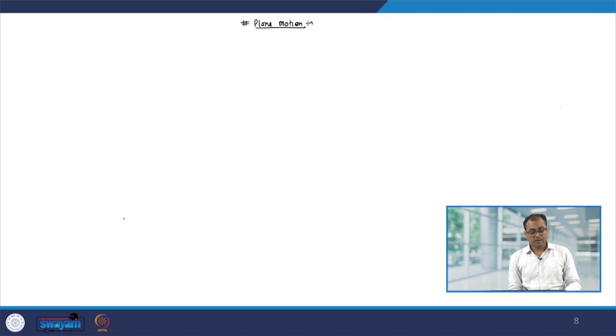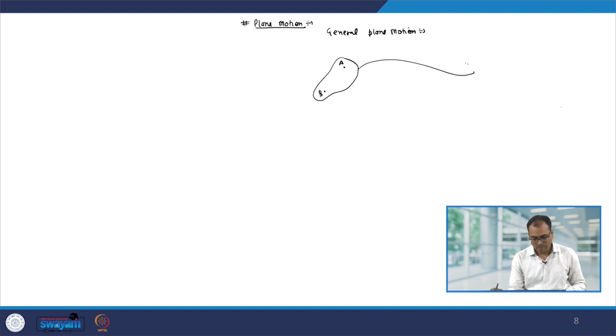And we saw that a rigid body executes a plane motion when all parts of the rigid body move in parallel planes. Particularly, we discussed the general plane motion, and this general plane motion is the combination of a translation and a fixed axis rotation. So, let us say I have a rigid body, and let us say there are 2 points on the rigid body, B and A, and this body performs a general plane motion.